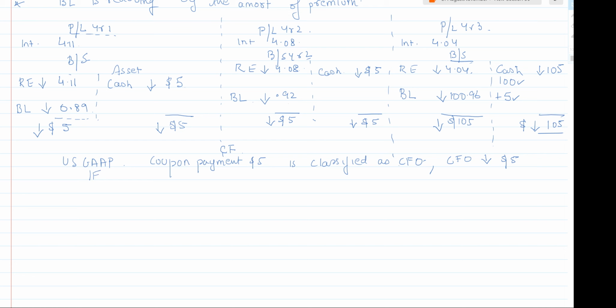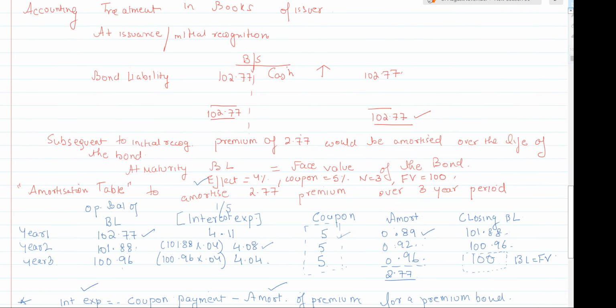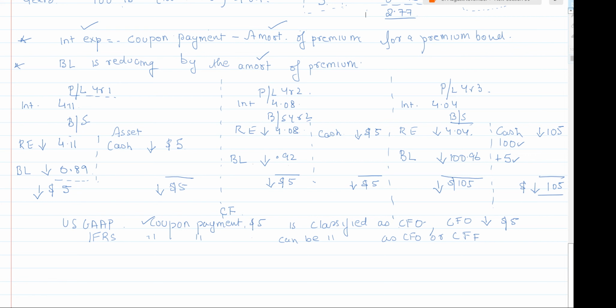Under IFRS, the coupon payment is classified as CFO or CFF. Right now, I am not talking of interest expense. Please remember, I am talking of the $5 coupon payment, right? Please remember that in the cash flow statement, we will not take this amortization. We do not take amortization in CFO because amortization, just like depreciation, is a non-cash charge, right? So amortization won't impact the cash flow statement.